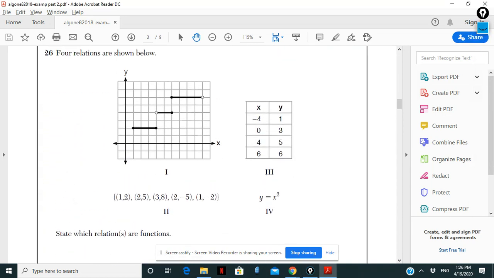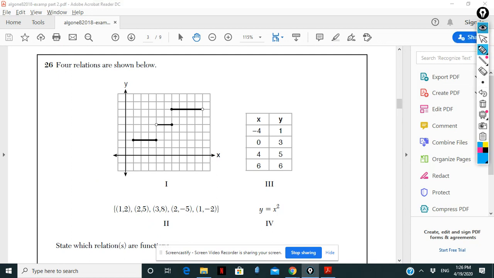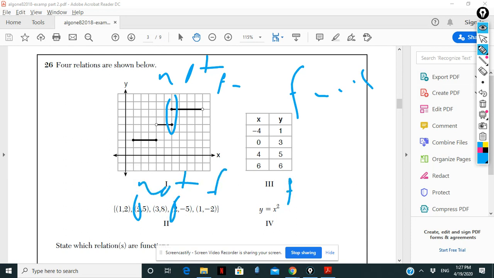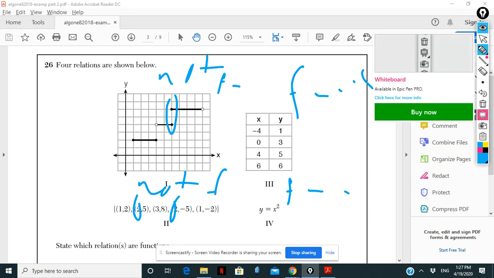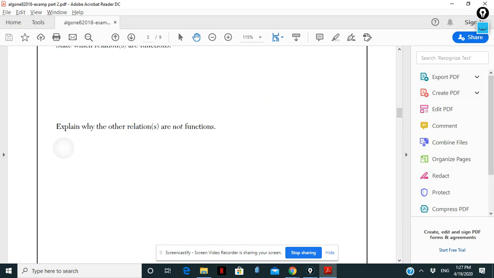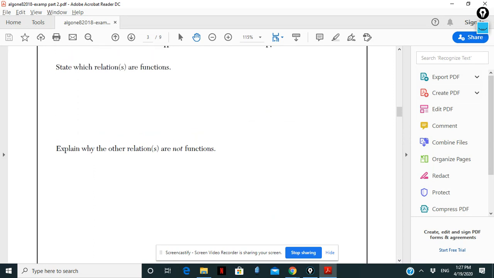Question number 26, which is a function, which is not a function. So here I have a repeated value for the x, so it's not a function. Here, function. Here, repeated value, so not a function, that's a function. So now we determined what's a function, what's not a function. Now what's the second part of the question? Explain why the other relations are not a function, because one x value has two y values.